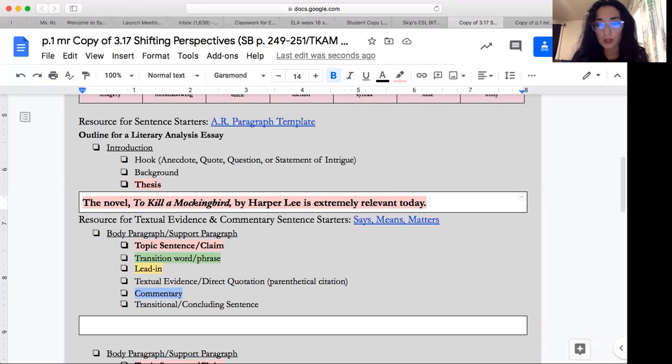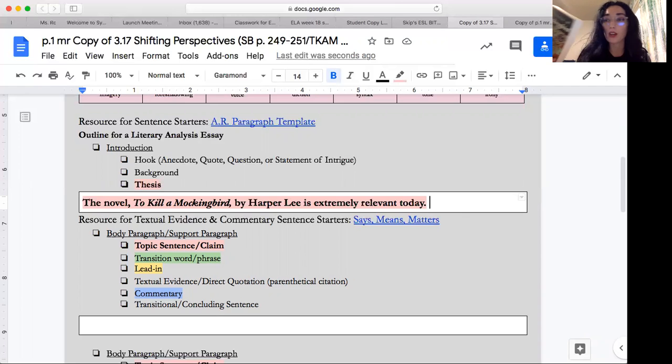Why would it be relevant today? It was written in the 60s, but it's based in the 30s. That's old. What does that have to do with me? So you're getting the reader thinking. Remember, this essay should be valuable and informative to someone who has never read the book. That's why you give all this background.